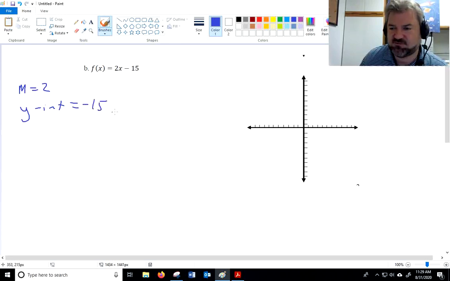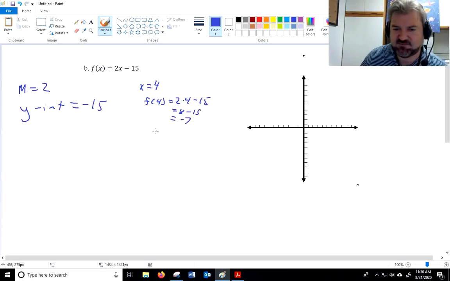But I'm going to show you something that I can do. I can use my slope to generate points from any location. So I'm going to plug in a number like x equals 4. So f of 4 would be 2 times 4 minus 15. Well, that's 8 minus 15. That's a negative 7. So what that tells me is that 4 goes to negative 7.